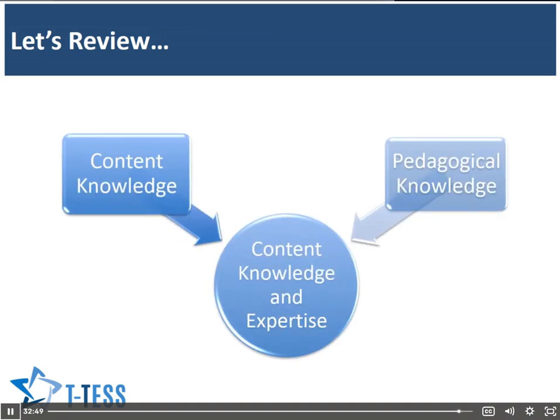Well, we're getting ready to wrap up this module. The first big picture takeaway is that content knowledge and expertise is twofold. First, it's tied to the teacher's content knowledge, and also it's tied to the teacher's pedagogical knowledge.